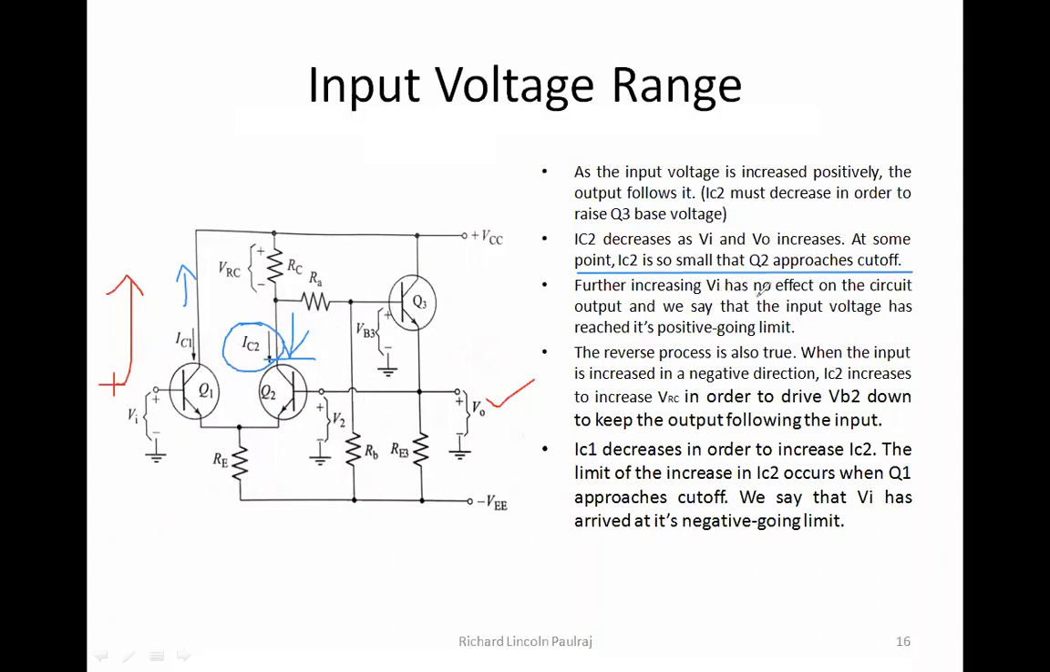Further increasing Vi has no effect on the circuit. Now this is important. It has no effect on the circuit, even though it is increased in a positive fashion. Even though this goes higher and higher, this cannot go still lower, because it has already reached its cutoff, which means it is in the off state.